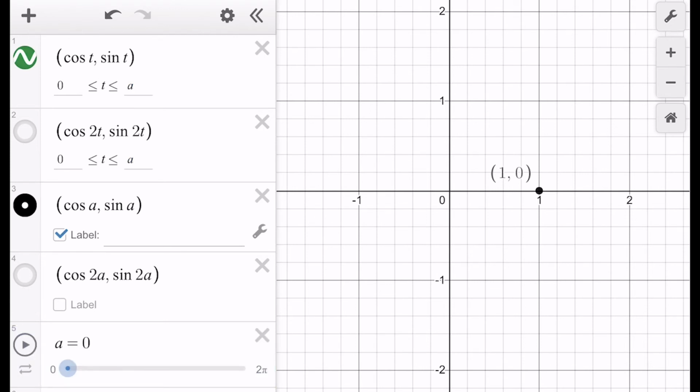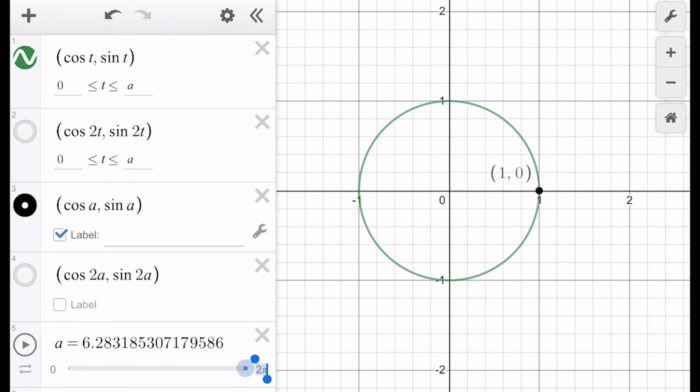So as we slide the slider to the right, what we should see is the graph of part A's parametric functions, so cosine, comma, sine, actually generating. And it should make exactly one lap of the unit circle. So as we slide the slider, we've done one lap of the unit circle. And now A is set to 2 pi.